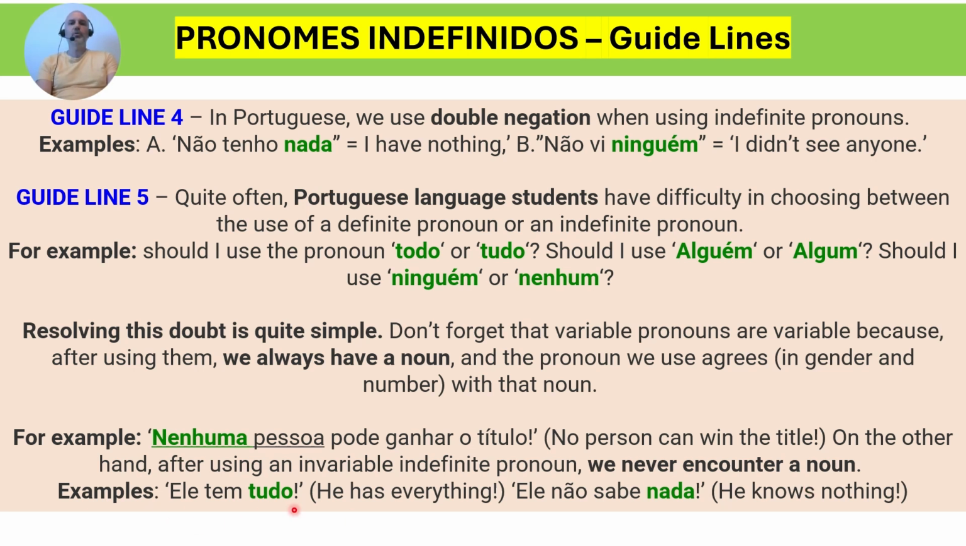Examples. Ele tem tudo. Tudo, it's a word that is invariable. You'll never find a noun after tudo. He has everything. Ele não sabe nada. Nada, it's an indefinite pronoun. You will never find a noun after nada because it's an indefinite pronoun, an invariable one.